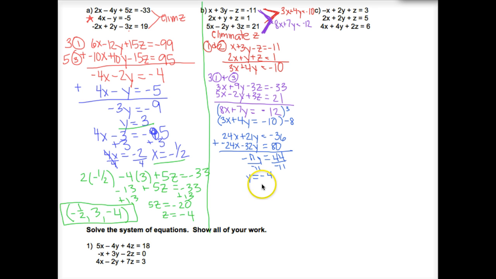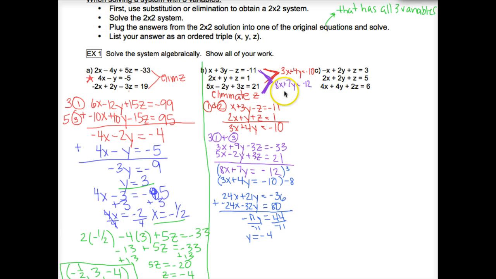Once I know what y is, when I go back to plug it into this round of the tournament, these ones are smaller numbers. I would probably plug it into the top one. So 3x plus 4 times negative 4 equals negative 10. So that gives me 3x minus 16 equals negative 10. Add the 16, that gives me 3x equals 6, so x equals 2. So I've got y equals negative 4, x equals 2. The 2 by 2 system is solved.